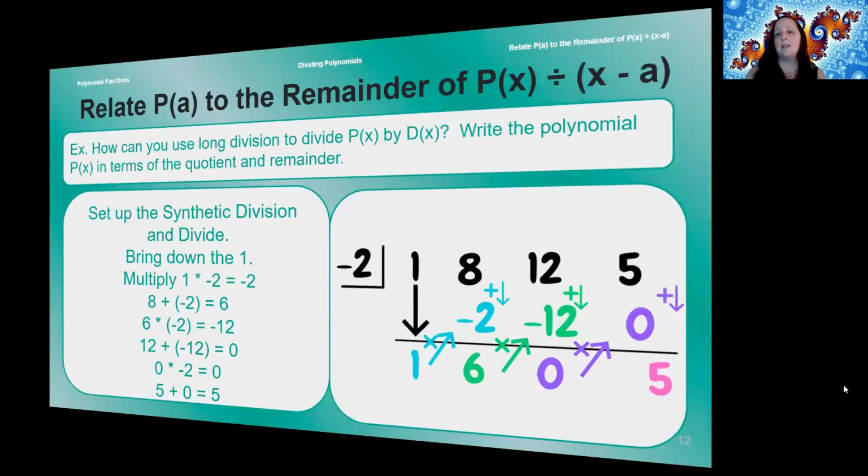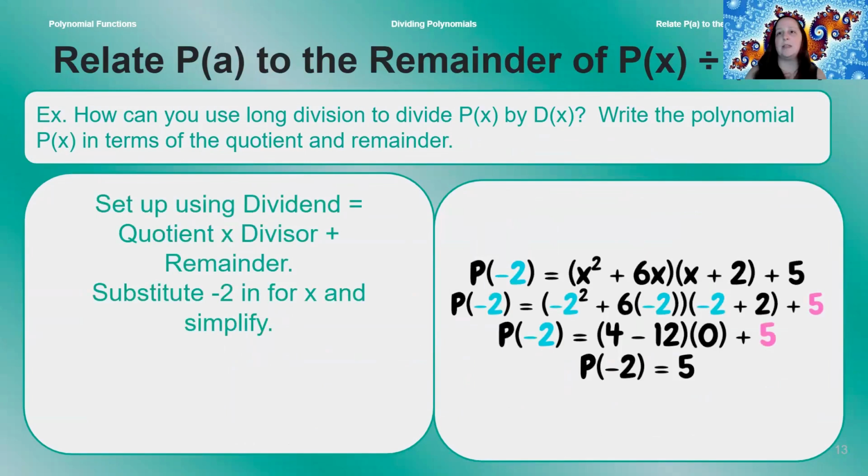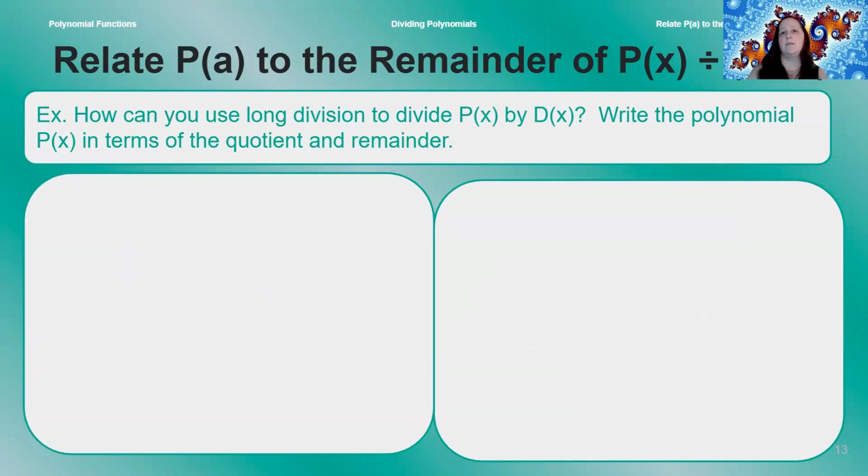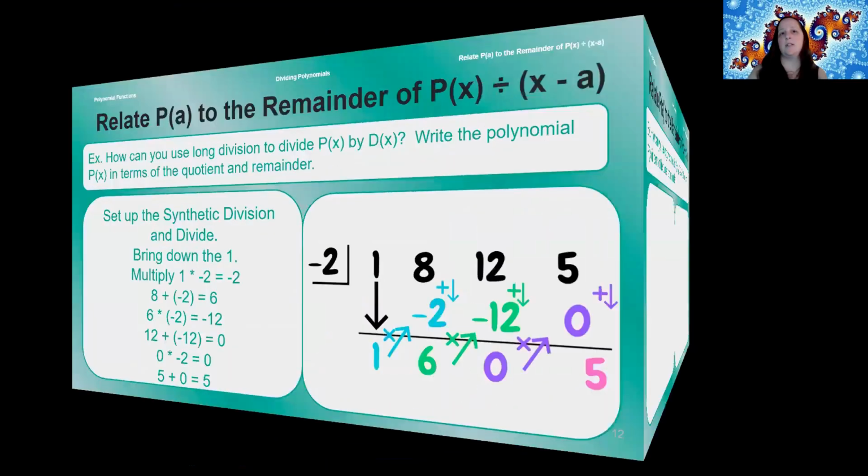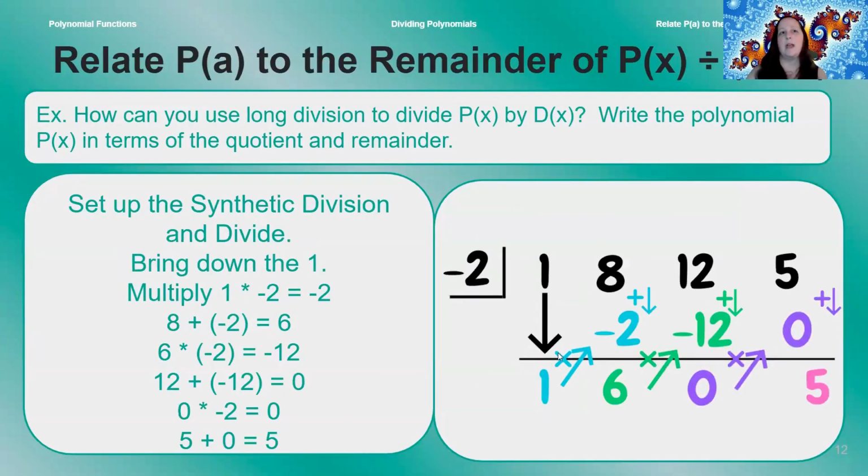The next thing that I can do is actually set this up. So I've got dividend, the number I was dividing by, equals my quotient times my divisor plus my remainder. Okay, and I want to substitute negative 2 in for my x value and simplify. So the number that I got, right, if we saw this, we would get x squared plus 6x.